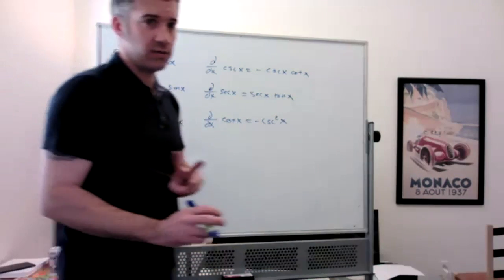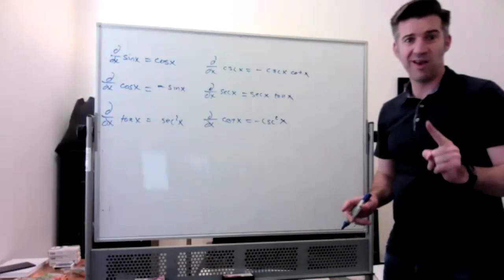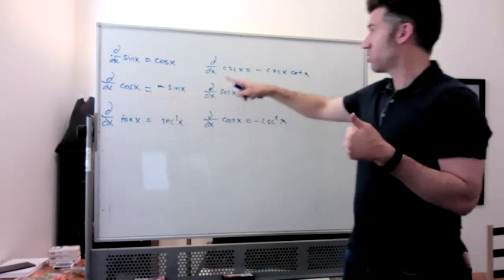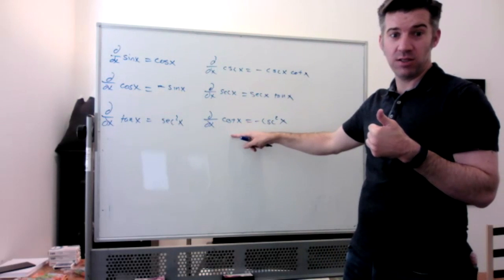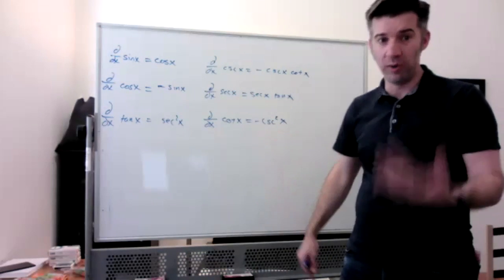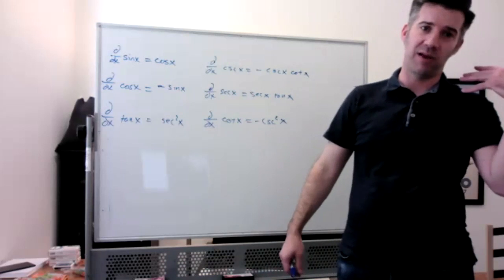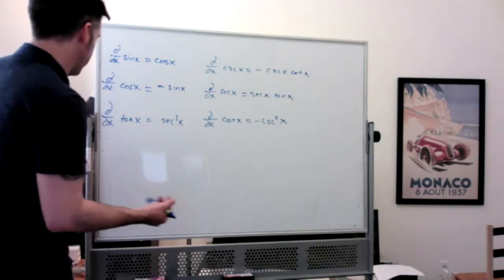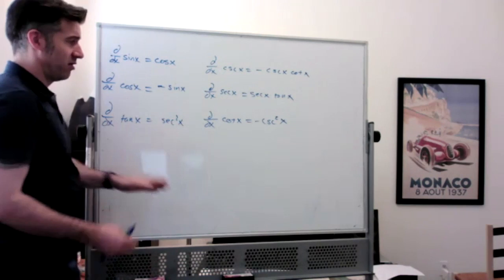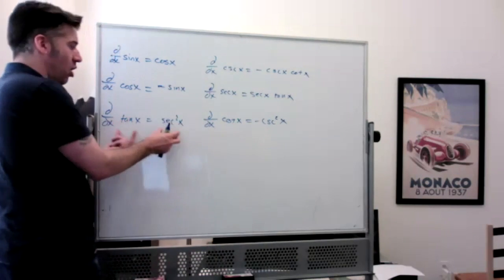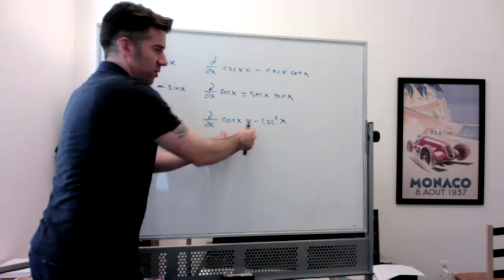Couple observations. Observation 1: all of the co-functions, cosine, cosecant, cotangent, all have a negative derivative. That is something I always remember. I'm like, oh, it's a co-function, there's a negative sign for the derivative. And then the other thing: the derivative of tangent is secant squared. The derivative of cotangent is negative cosecant squared, right? I'm just putting a co on each of those to get those with a minus sign.